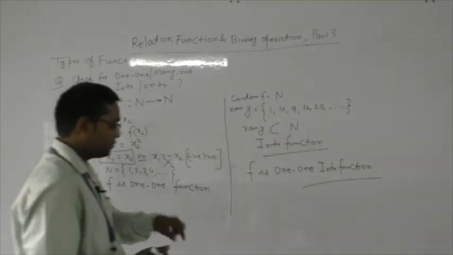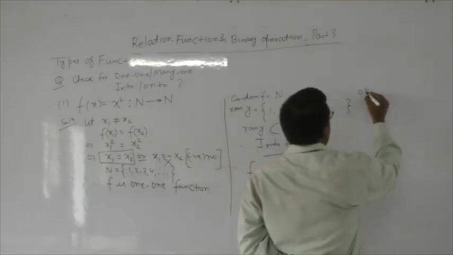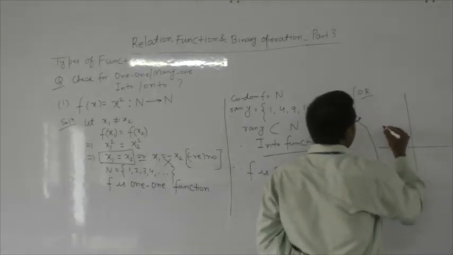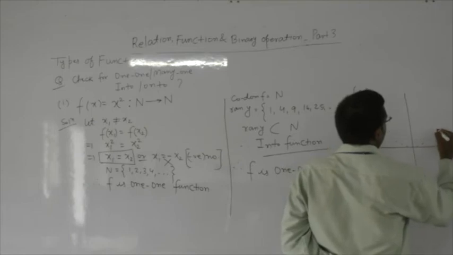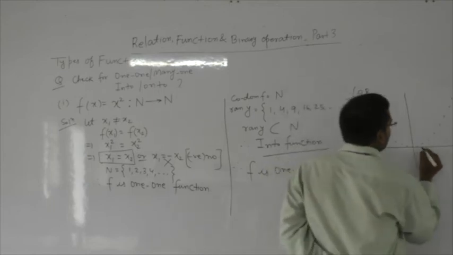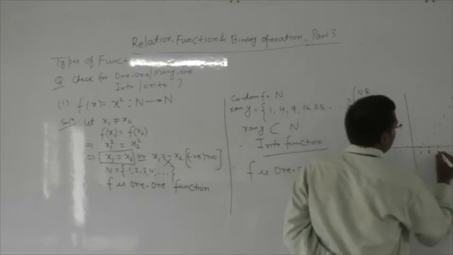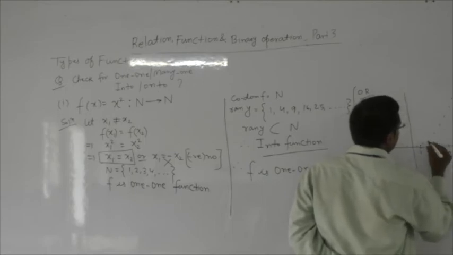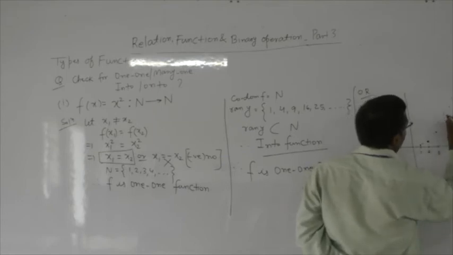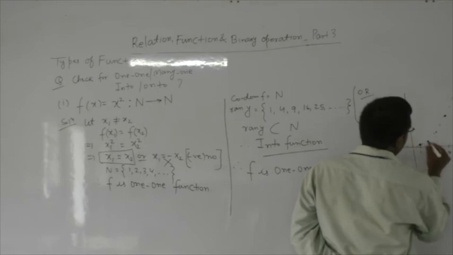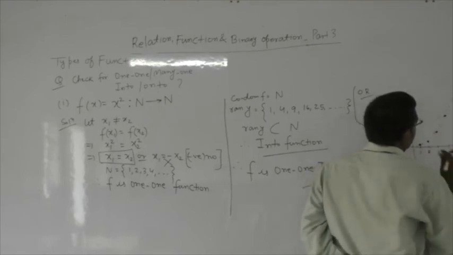Now we can see it graphically also. The second method I am telling. Suppose this is the graph of y equals x squared. But here we have to take only the natural numbers. So suppose here we have 1, 2, 3, 4, 5. Only the dotted plotted points will be the graph. Graph will be dot wise.